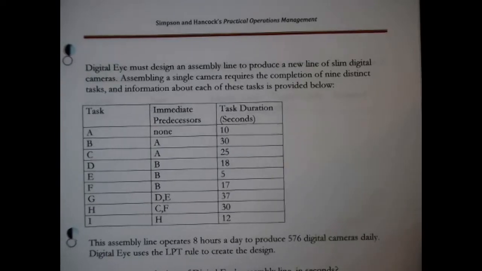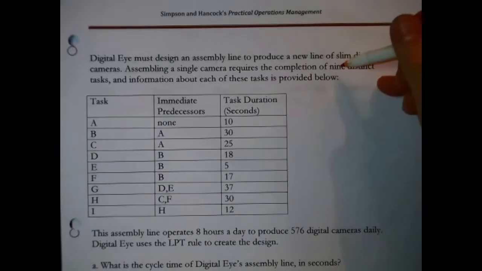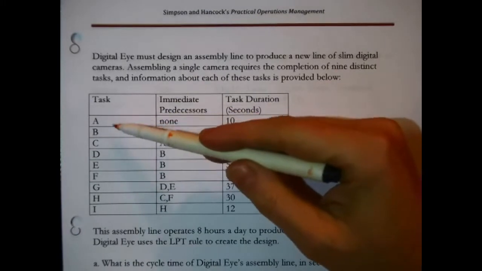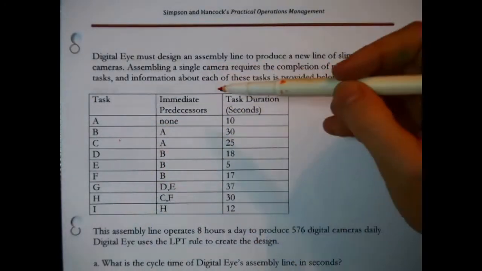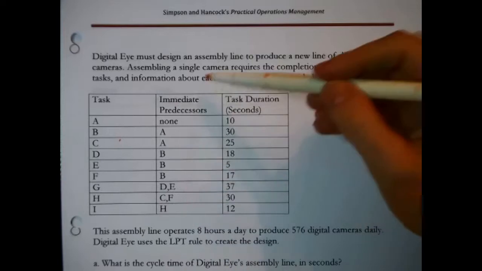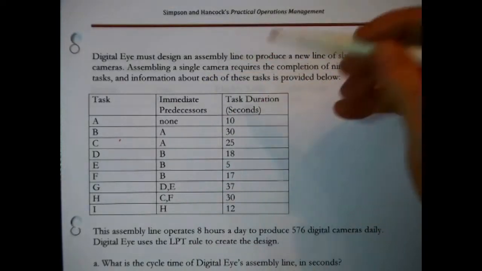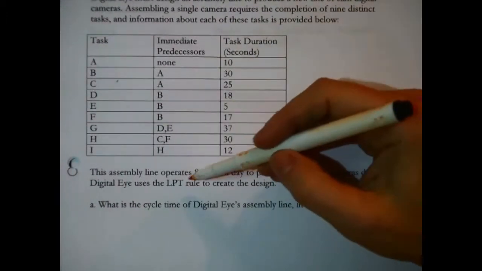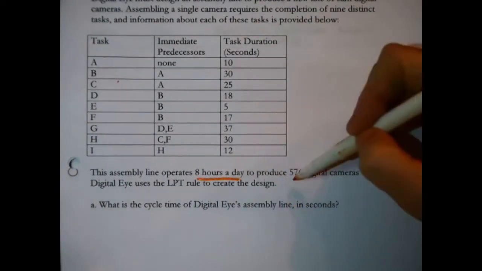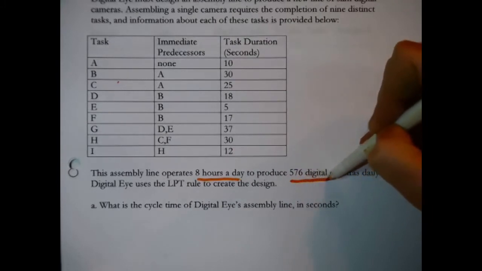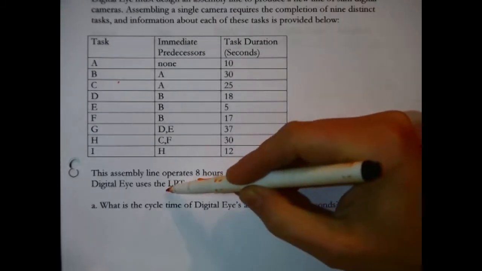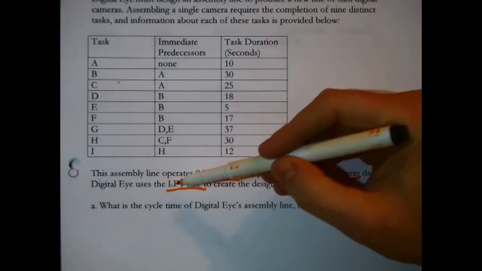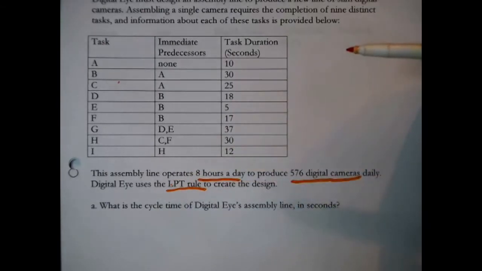Assembling a single camera requires the completion of 9 distinct tasks, and this is what I mean by spotting a line balancing problem. There are tasks that must be done to assemble a product, some precedence relationship information, and some information on how long the tasks take. Not only that, but look down here: this assembly line operates 8 hours a day to produce 576 digital cameras daily, and there's mention of a decision rule. Digital Eye uses LPT, that is longest processing time, to create the design.